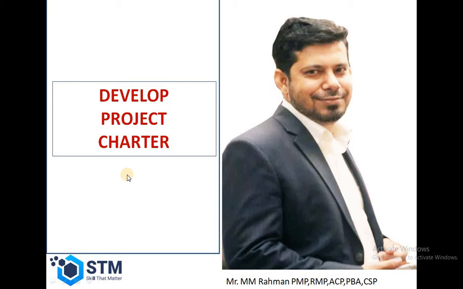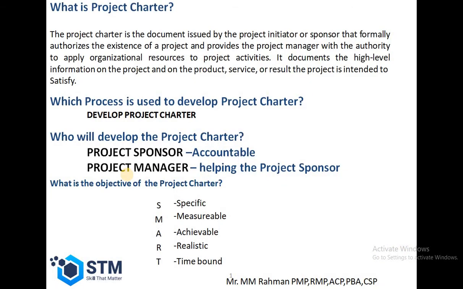The Develop Project Charter process is the first process in the project life cycle, which produces as output the project charter. The project charter is an initial document of the project, issued by the project initiator or project sponsor, that formally authorizes the existence of a project.